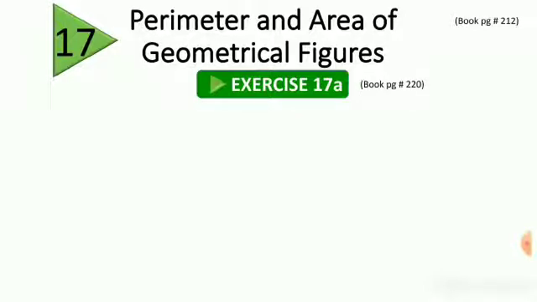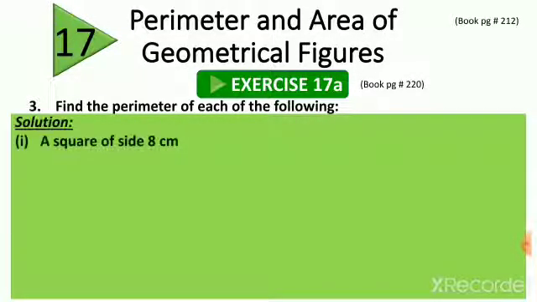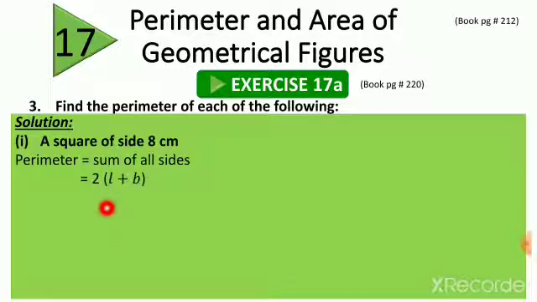Next we have to start exercise 17A on book page number 220. Question number 3 is, find the perimeter of each of the following. The first part is a square of side 8 centimeters. So perimeter is equal to the sum of all the sides, and the formula for a square is 2 into (L plus B).